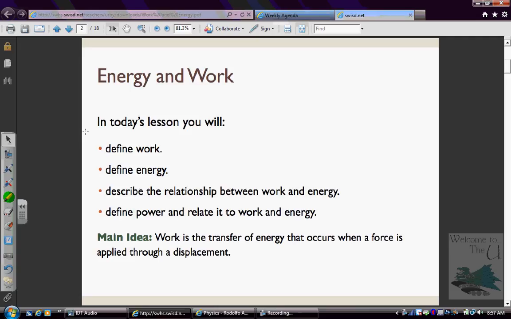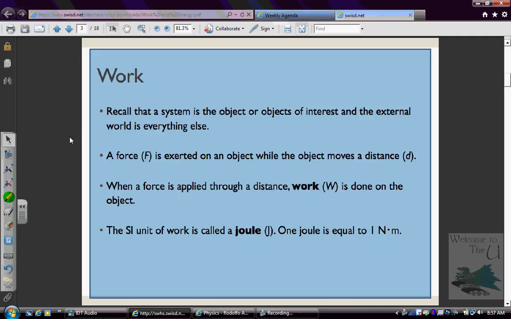Today we're going to make sure that we define work, we're going to define energy, we're going to describe a relationship between work and energy, and we're going to define power and relate it to work and energy. Really important that you leave with this main idea and that you understand it, that work is just basically the transfer of energy that occurs when you apply a force over a certain displacement. So make sure that you're really clear on that as we go through this stuff.